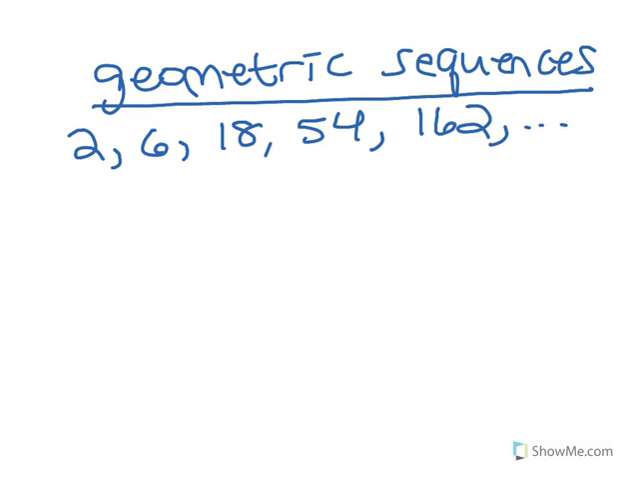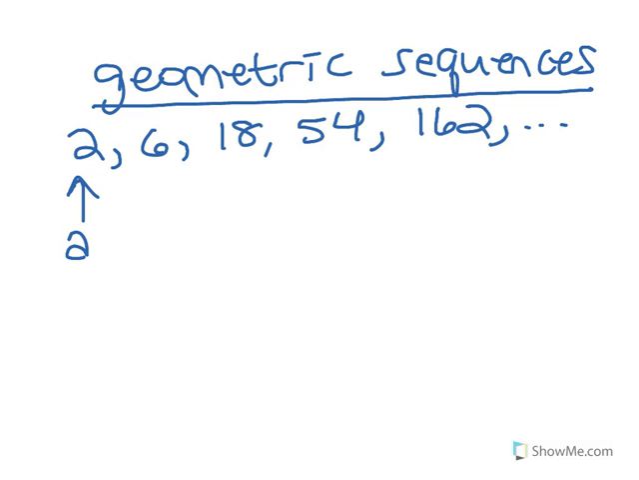So, as before, I've given you an example here of a geometric sequence. This geometric sequence, like the one before it, starts at 2. And in the same way, we will give the first term the name A. So for this sequence, A is 2. But in geometric sequences, we're not adding to get the new terms, we're multiplying.